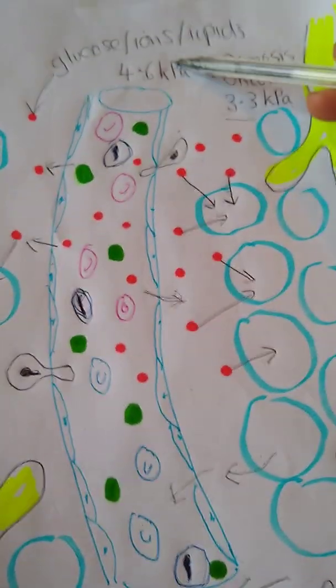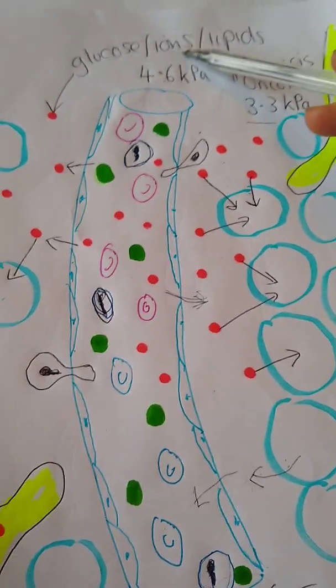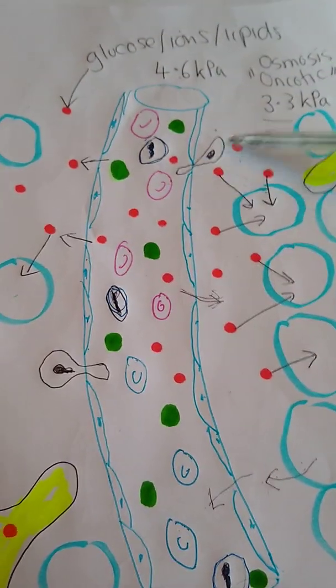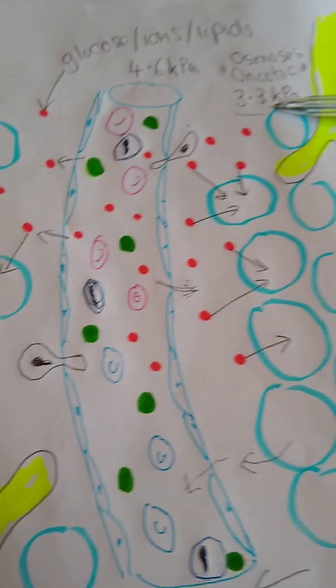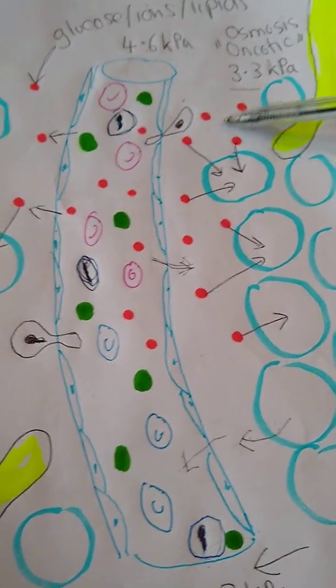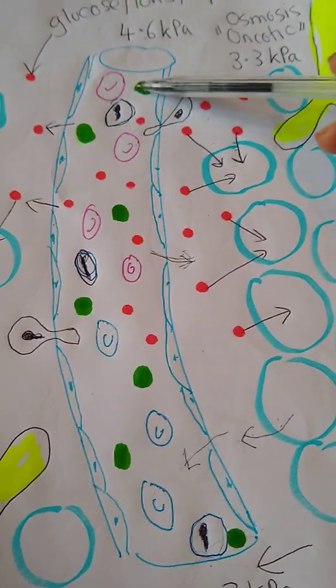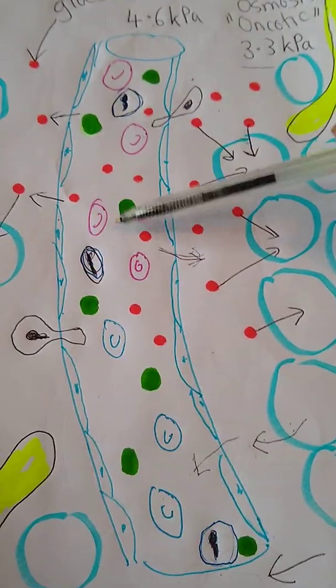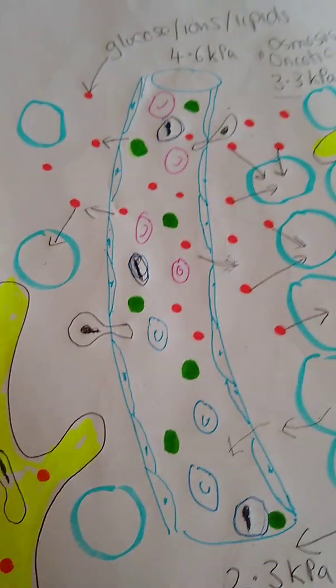This capillary is just high pressure, high hydrostatic pressure beating the oncotic pressure, which is just the pressure caused by the water wanting to go this way because of high concentration of the plasma proteins. And I think that's about it.